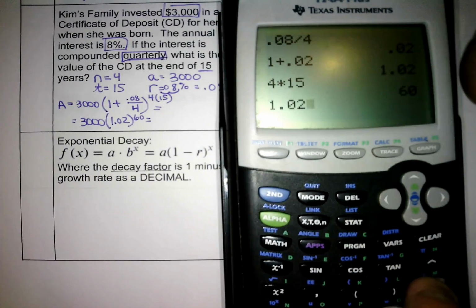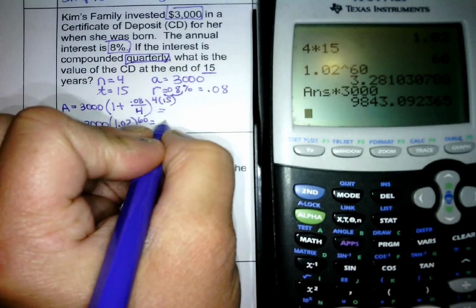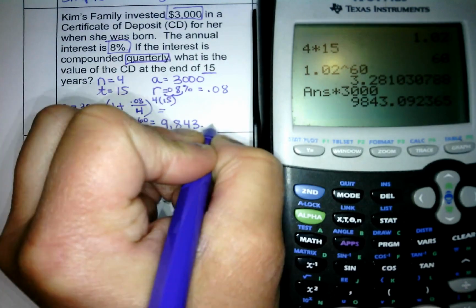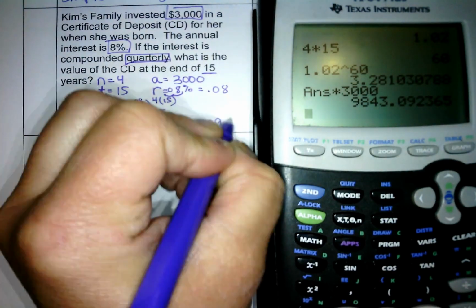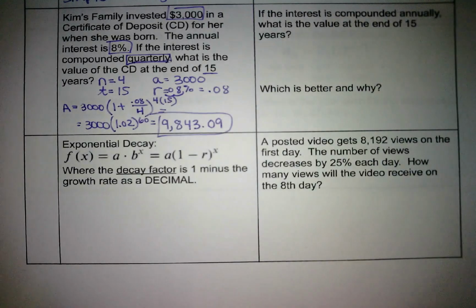So to the 60th power, and then times that 3,000. Okay, so she's going to have, at the end of 15 years, $9,843.09. Okay, not bad. Her parents put $3,000 in a CD. They let it sit for 15 years, and now she's got almost $10,000. Okay, but let's take a look at this.